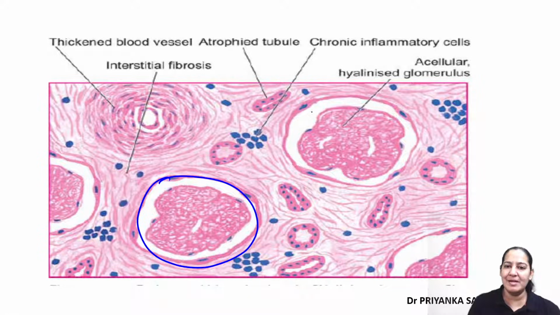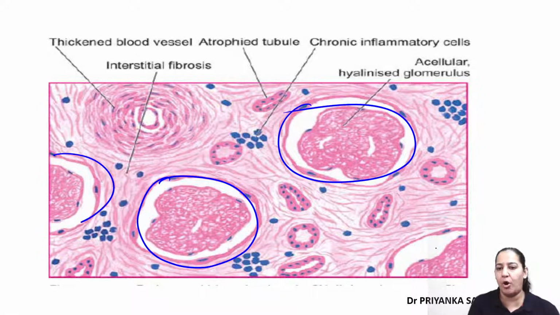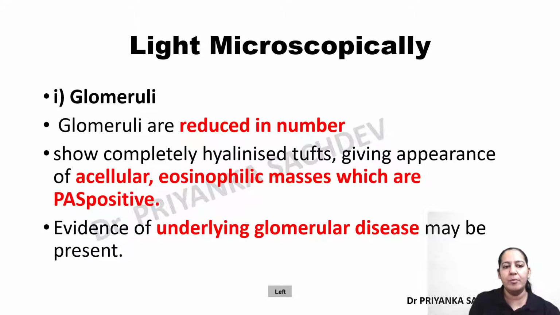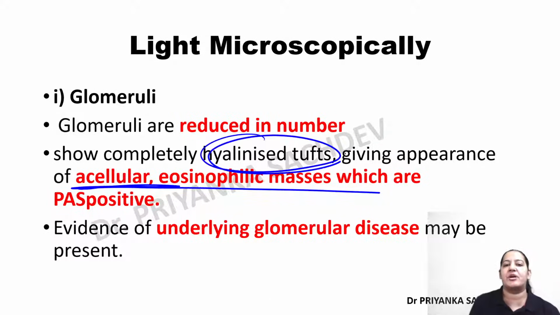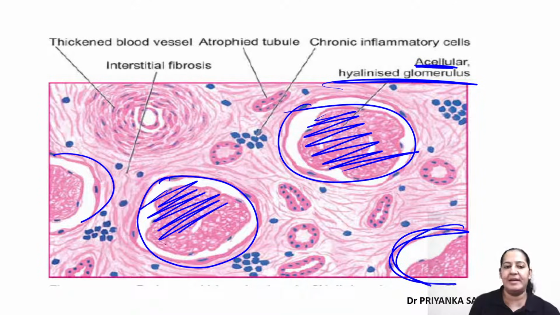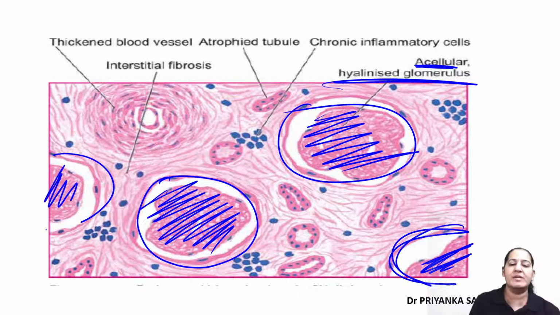This is a glomerulus, this is a glomerulus, I can see 3 or 4 glomeruli here, I guess. Inside the glomerulus, I cannot see anything. The glomerulus is completely converted into an acellular mass, an acellular hyalinized tuft. I can't see capillary, endothelium on one side, or epithelium on the other side. Complete glomeruli are gone. They converted into acellular eosinophilic hyalinized mass.